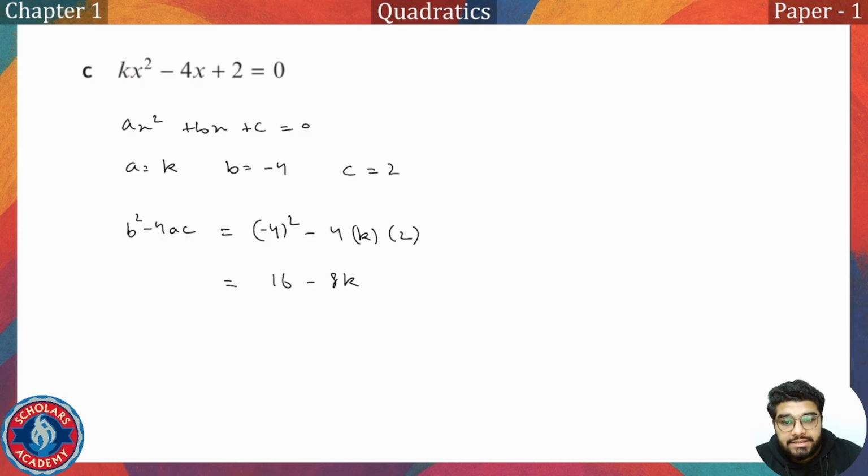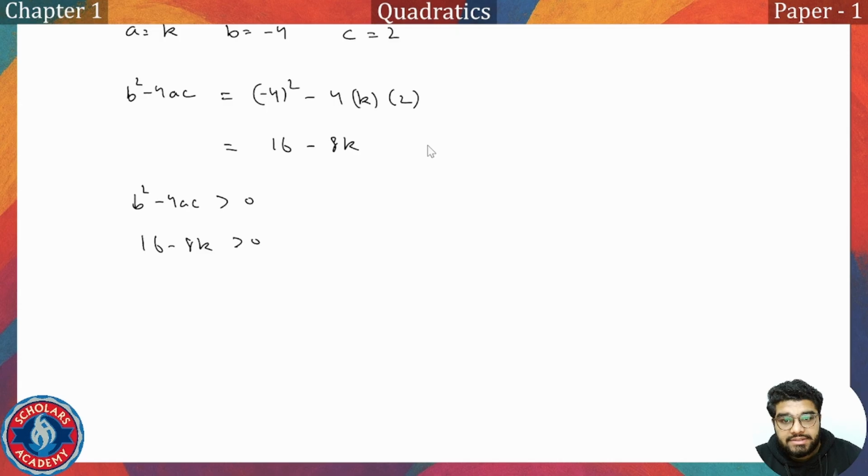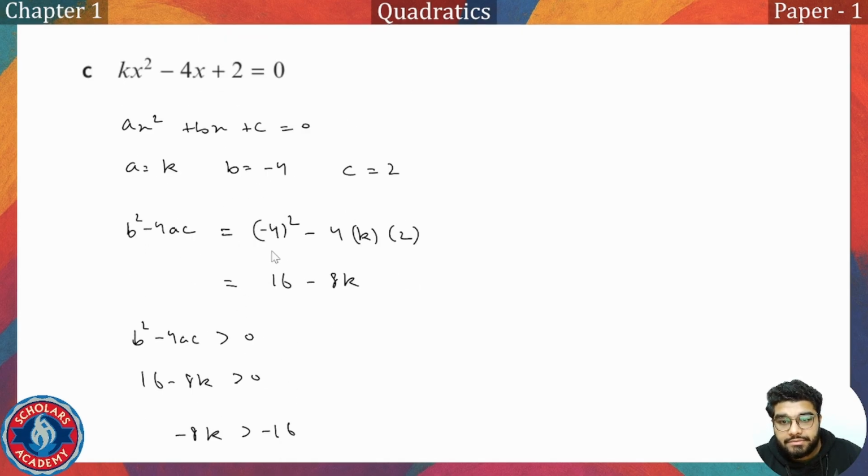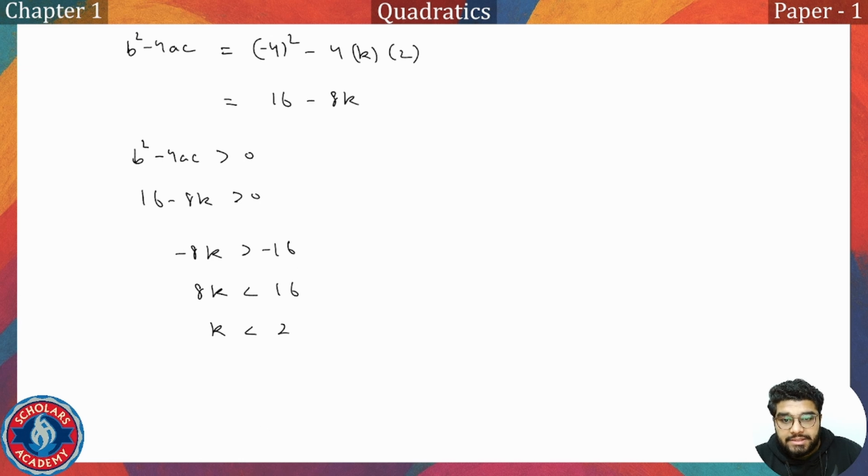To get two distinct real roots, b square minus 4ac should be greater than 0. It means 16 minus 8k should be greater than 0. This implies that negative 8k should be greater than negative 16. 8k is less than 16. k is less than 2. So this is the value for k. So for all the values of k which is less than 2, we get distinct real roots for this equation. I hope it is clear.